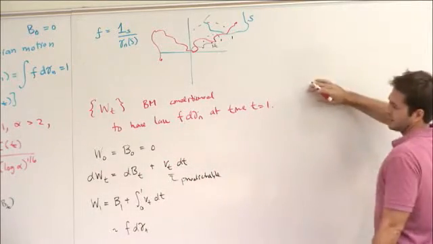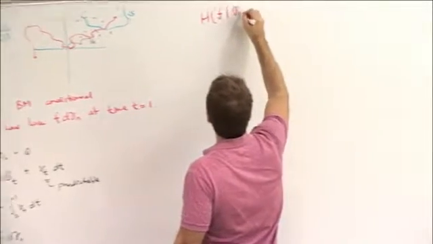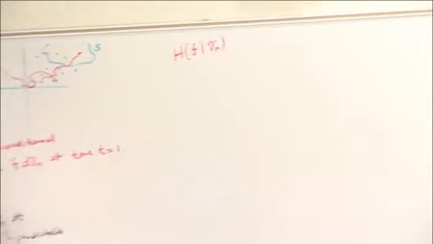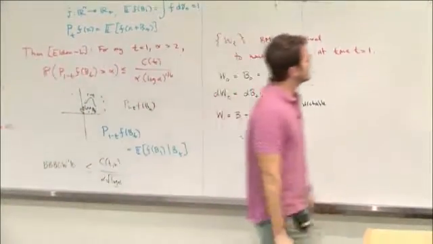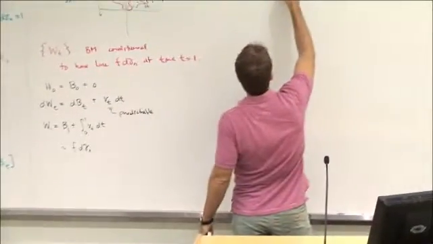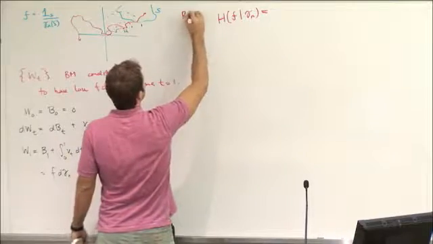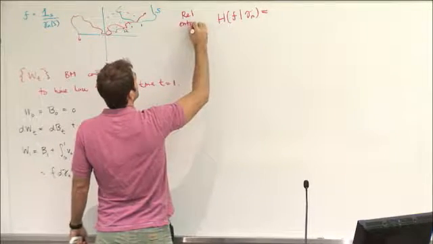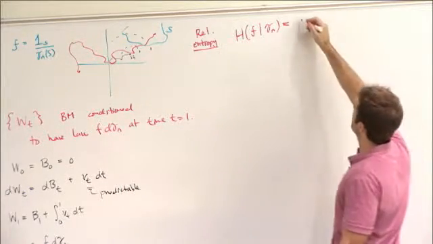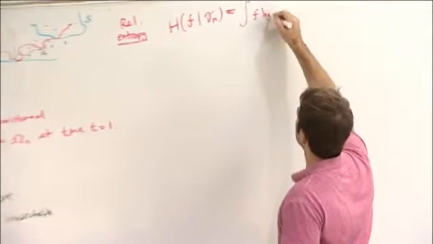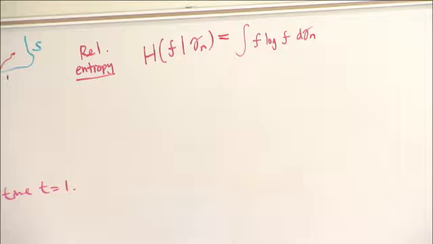Obviously, if the set is very small or f is very far from the Gaussian measure, you will have to feel a substantial amount of pain to get there. So here's one way you can measure pain, in terms of the relative entropy. The relative entropy of f with respect to the Gaussian measure is just the expectation of f log f. This is the definition of relative entropy.